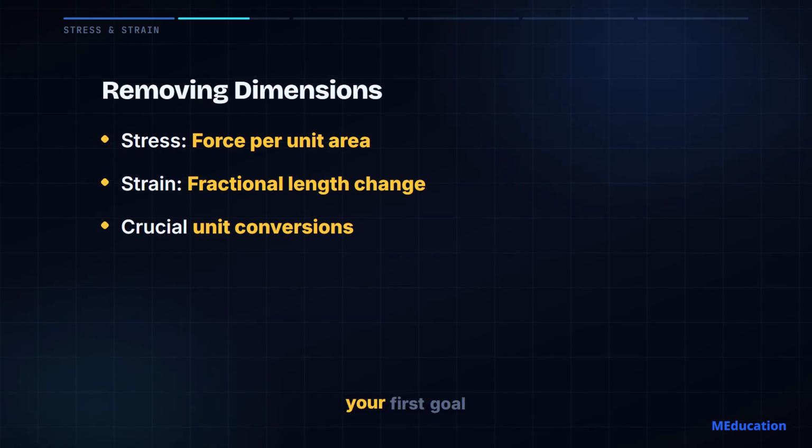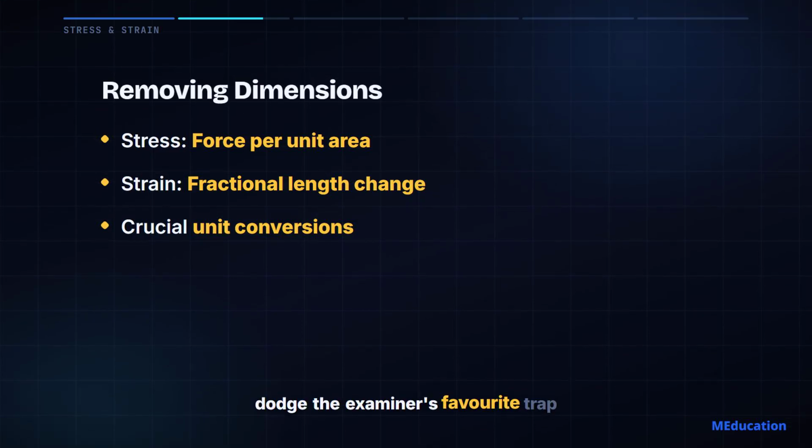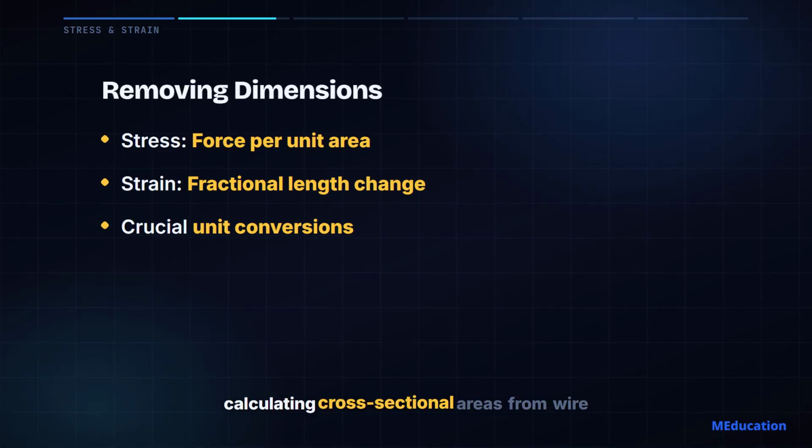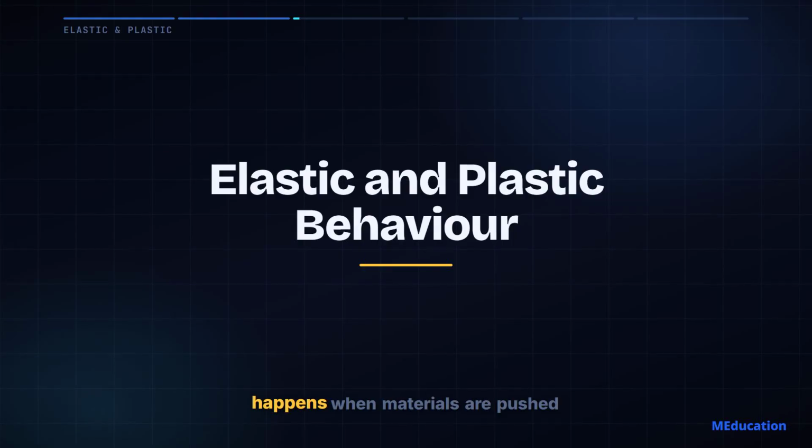Mastering these two ideas is your first goal. You will also learn to dodge the examiner's favorite trap, making tricky unit conversions when calculating cross-sectional areas from wire diameters given in millimeters. Next, we look at what happens when materials are pushed to their absolute limits.